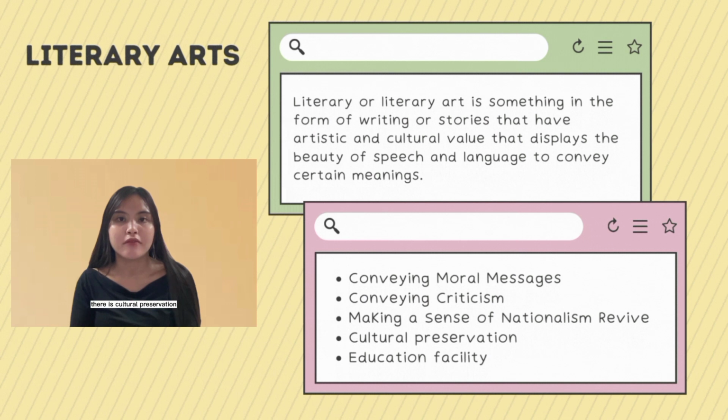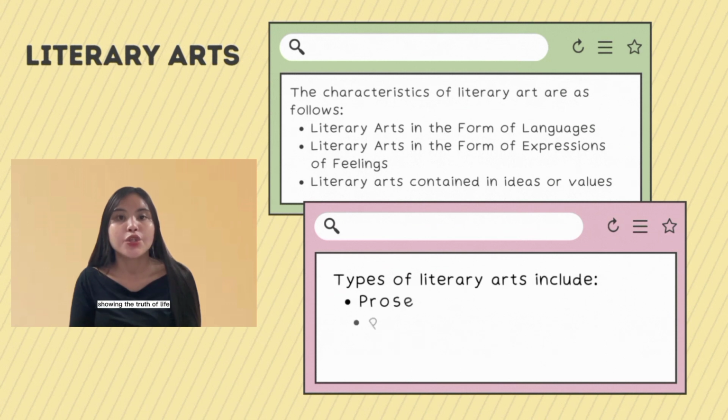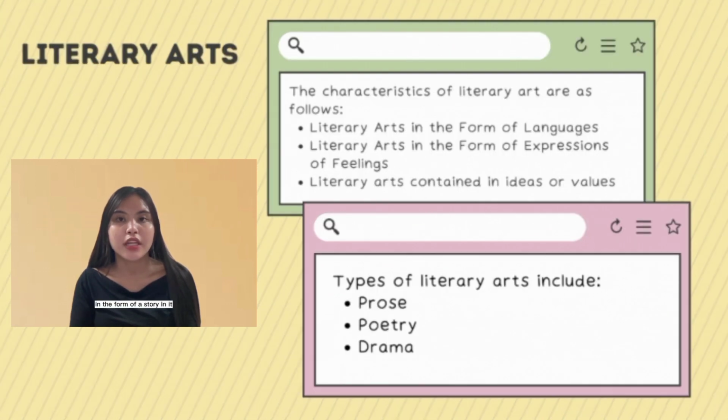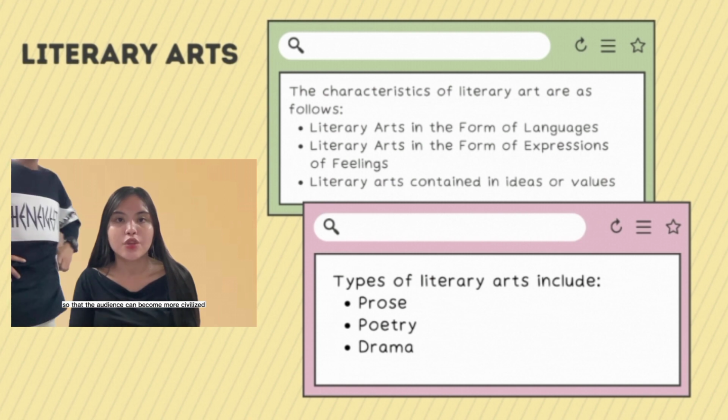Third is cultural preservation. It means to preserve culture, that is the culture that originated from the oral and then enshrined with writing. Lastly is education facility. Indirectly, someone who enjoys literature also learns the values, norms, and teaching of noble mind and character. These are the benefits of literary art, showing the truth of life in the form of a story, enriching the spiritual audience, crossing national and age boundaries, with language presented in beautiful and interesting literature. Literature contains culture so that the audience can become more civilized human beings.